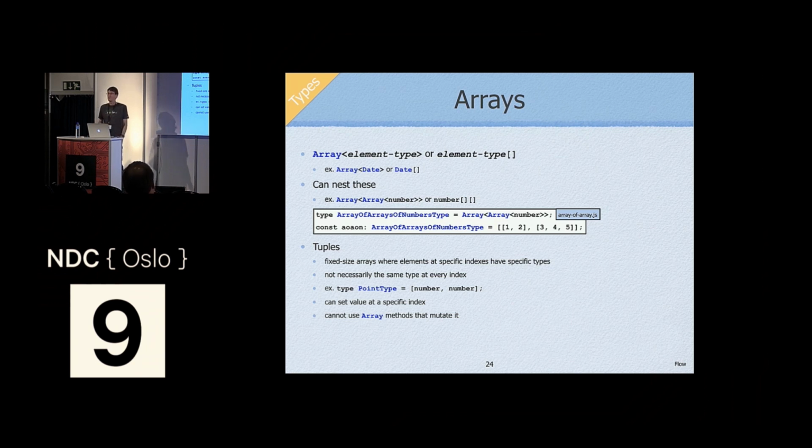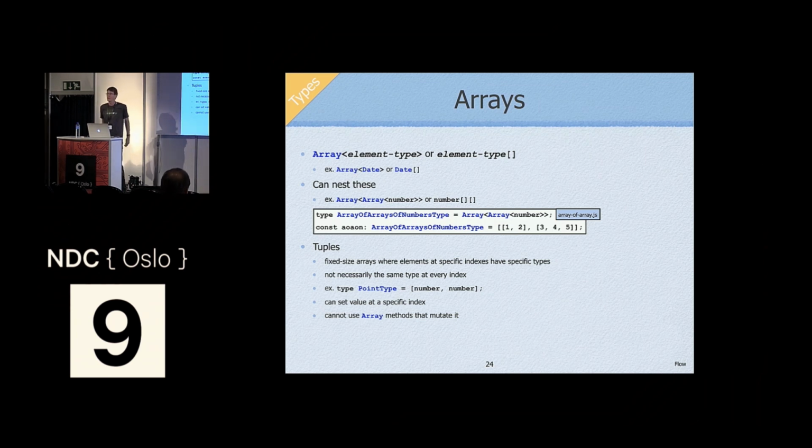Okay, and you can nest them, so I can have an array of arrays of numbers and specify that in two ways. And so here's an example of creating a type alias for that with a very crazy name that you would never pick. And then an example of using that, and there is an array of arrays of numbers.